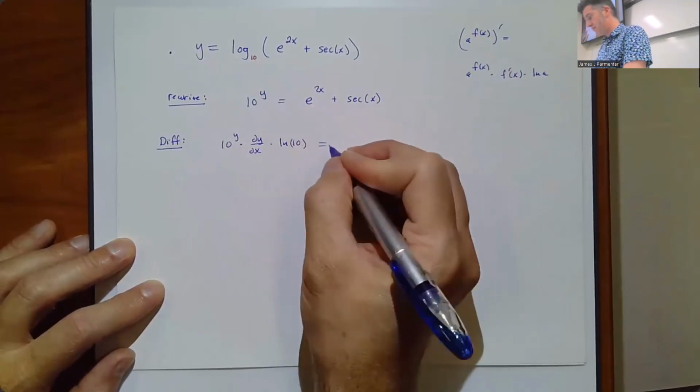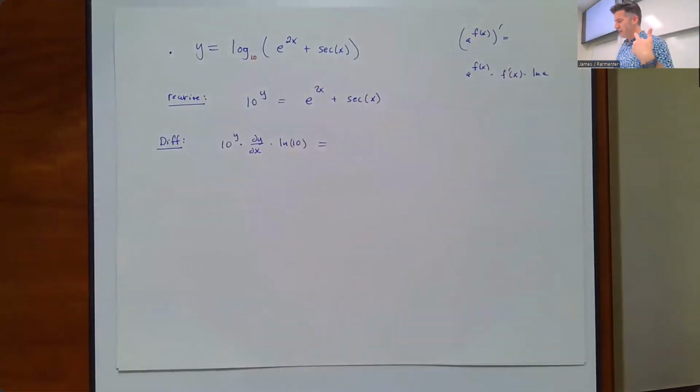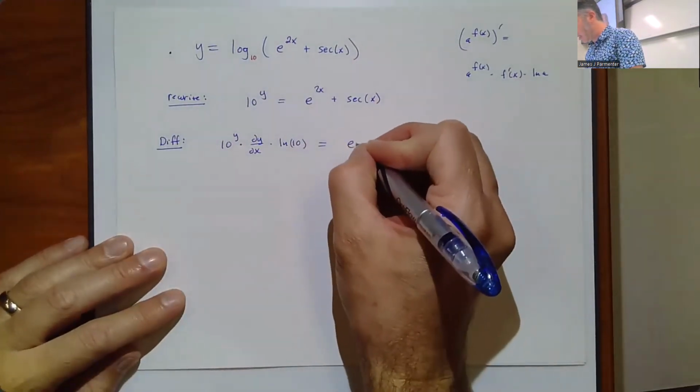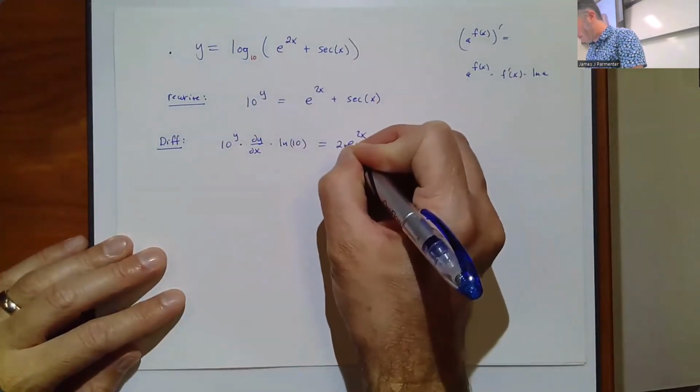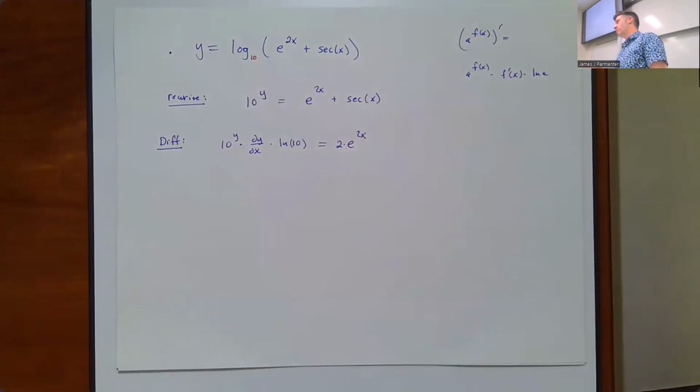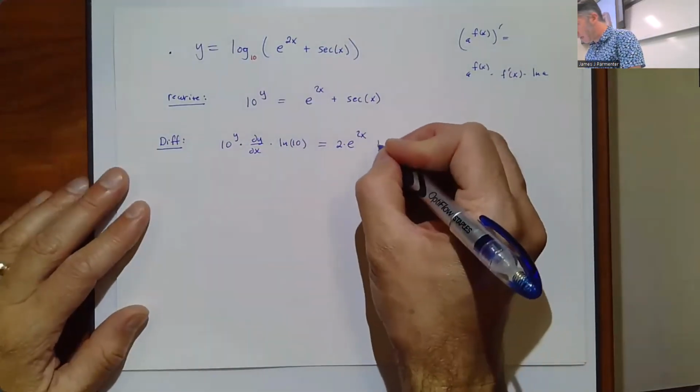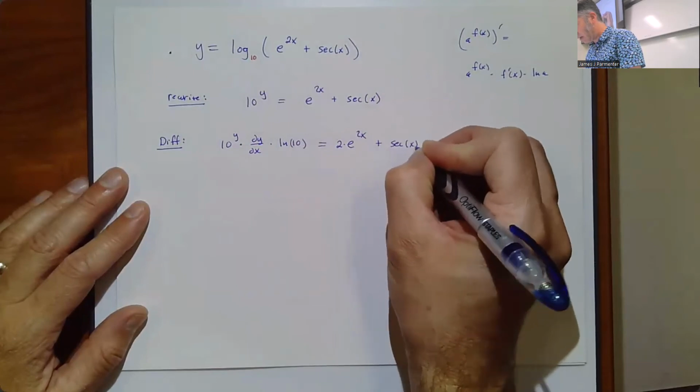On the right hand side, straight up regular derivative rules. Oh, I've got a chain rule on the right hand side. I've got e to the 2x whose derivative is e to the stuff times the derivative of the stuff, which we usually write the 2 in front. And then the derivative of secant of x is secant of x times tangent of x.